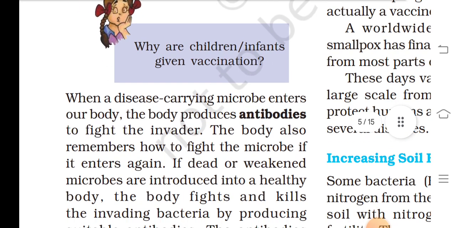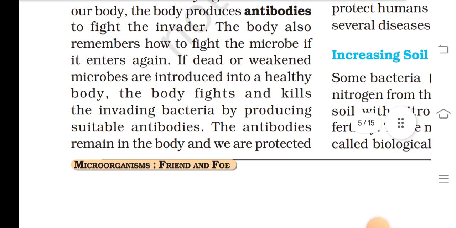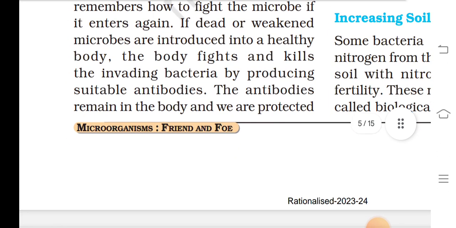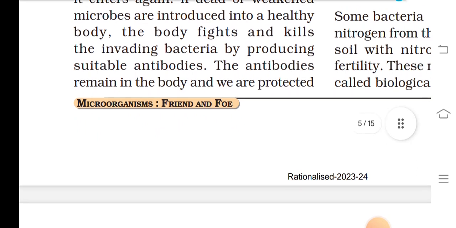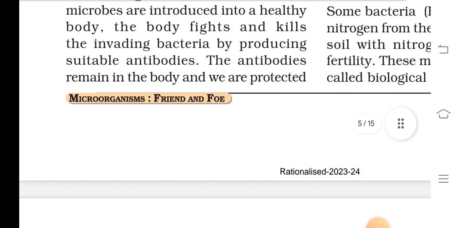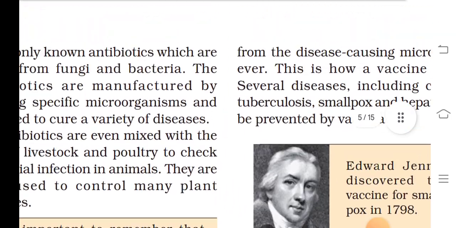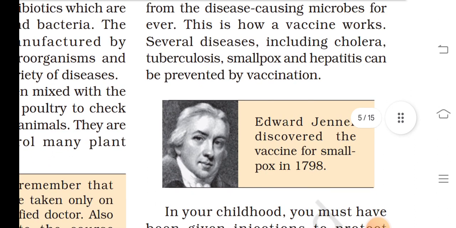Vaccine. Why are children and infants given vaccinations? When disease carrying microbes enter our body, the body produces antibodies to fight them, the invaders. The body also remembers how to fight the microbe if it enters again. If dead or weakened microbes are introduced into a healthy body, the body fights and kills the invading bacteria by producing suitable antibodies. The antibodies remain in the body and we are protected from these disease causing microbes forever. This is how a vaccine works.